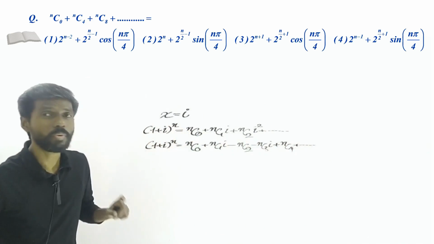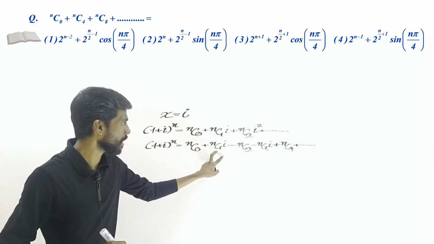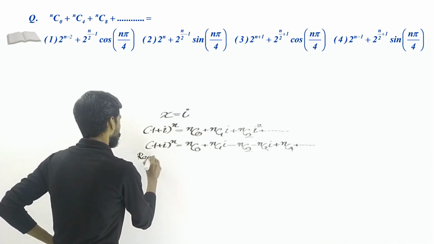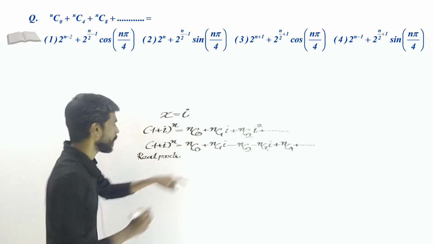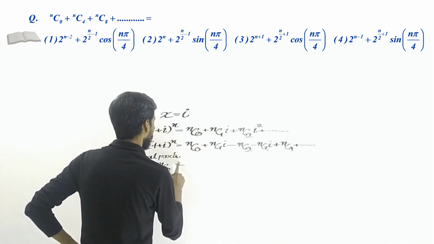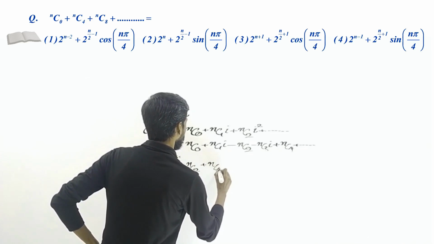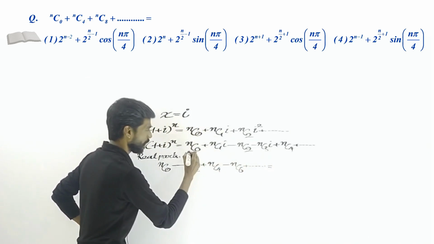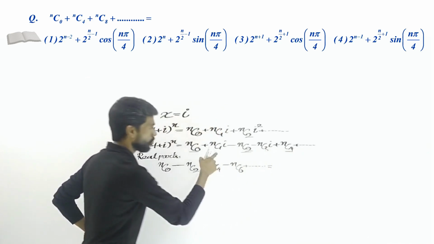Now from this we only take the real part. This is the real part, and this is the imaginary part, NC1 i. So we only take the real part. If you compare the real parts of both sides, what is the real part of the right hand side? That is NC0 minus NC2 plus NC4, and next will be minus NC6, etc. That is the real part of the right hand side: only NC0, NC2, NC4, because the other terms come with i.